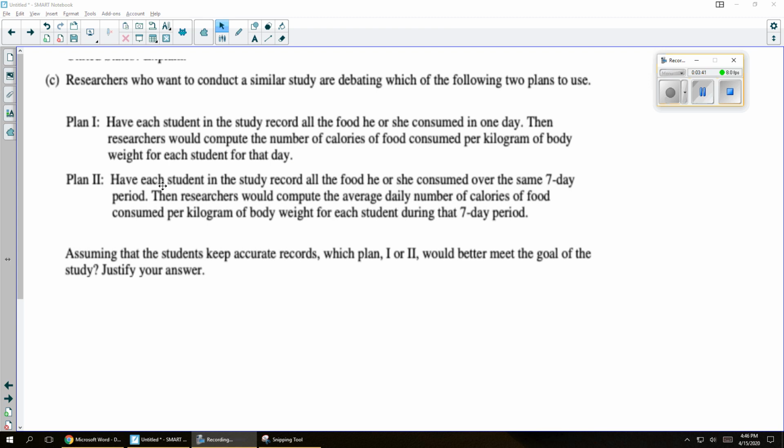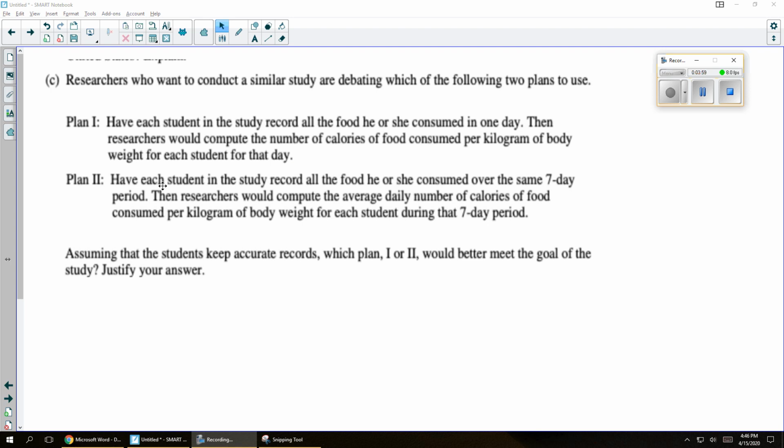Well, plan 2 is going to be better. And the reason is this: on a given day, you might have a few more calories than normal. The 7-day average would average out that day-to-day variability. That's a good word to use in here. There's day-to-day variability. The 7-day average accounts for that.